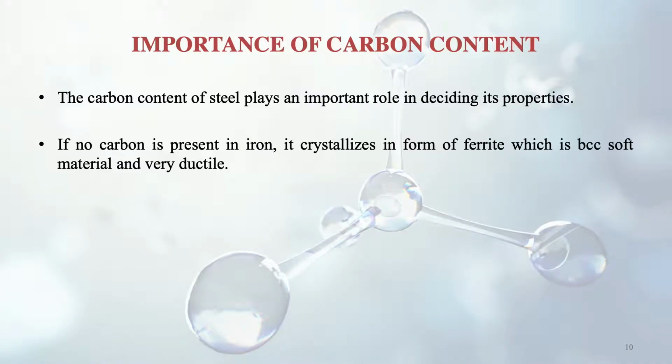If no carbon is present in iron, it crystallizes in the form of ferrite, which is BCC, a soft material and very ductile. What is BCC actually? It is body centered cubic. Suppose you have a cube, then if the atom is at the center of the cube, it is body centered. So that's what it means, body centered cubic. And this ferrite material is very soft, and due to its softness it is very ductile.